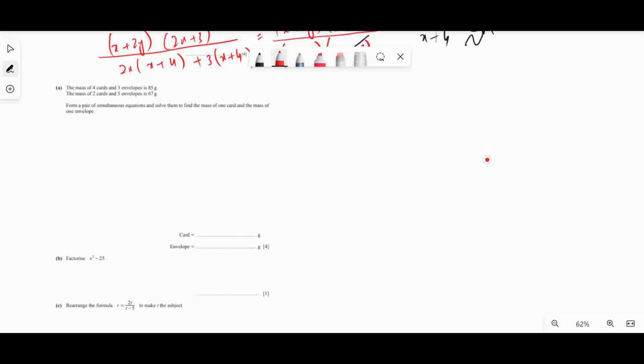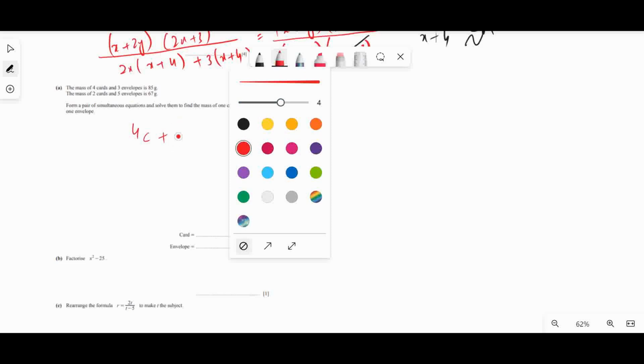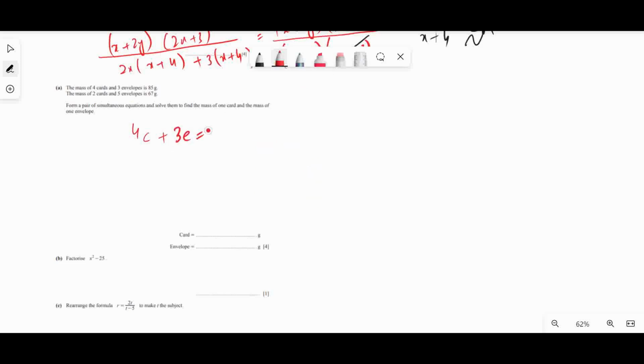Now the next question is, the mass of 4 cards and 3 envelopes is 85. It means that 4 cards plus 3 envelopes is equal to 85, and the mass of 2 cards and 5 envelopes is 67. A pair of simultaneous equations, solve them. We need to solve it simultaneously.